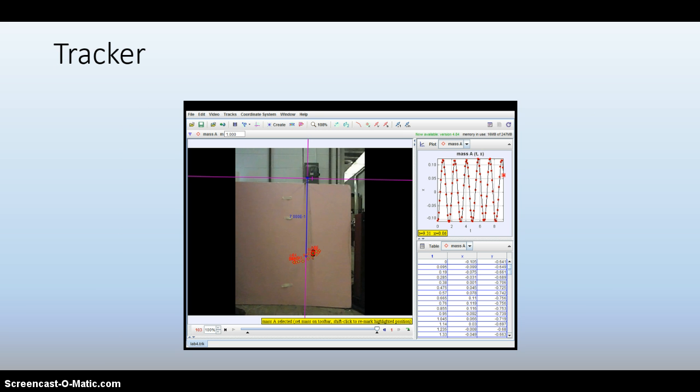So we will track our oscillating spring using Tracker. This way we can record the motion of the object and create a computational model based off the object.